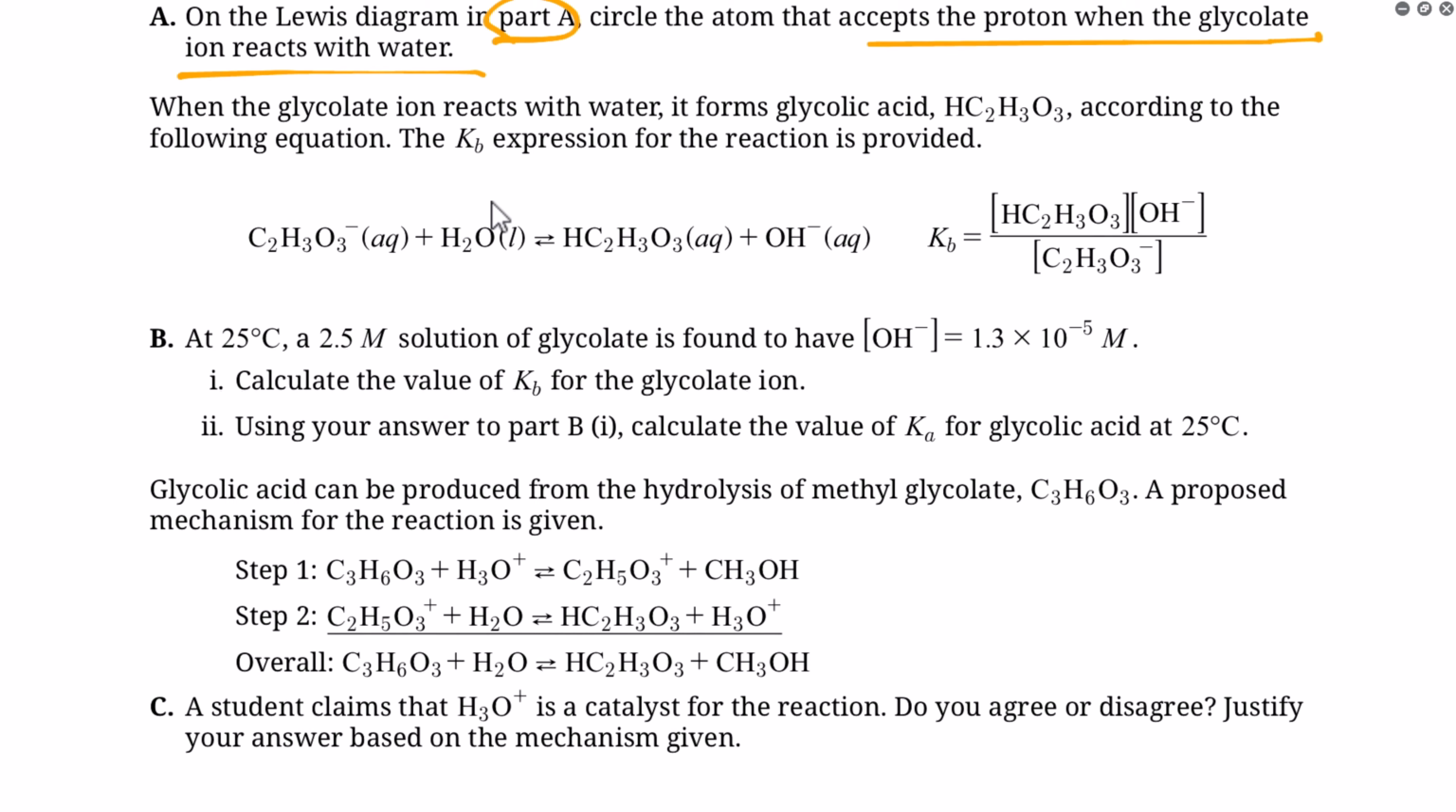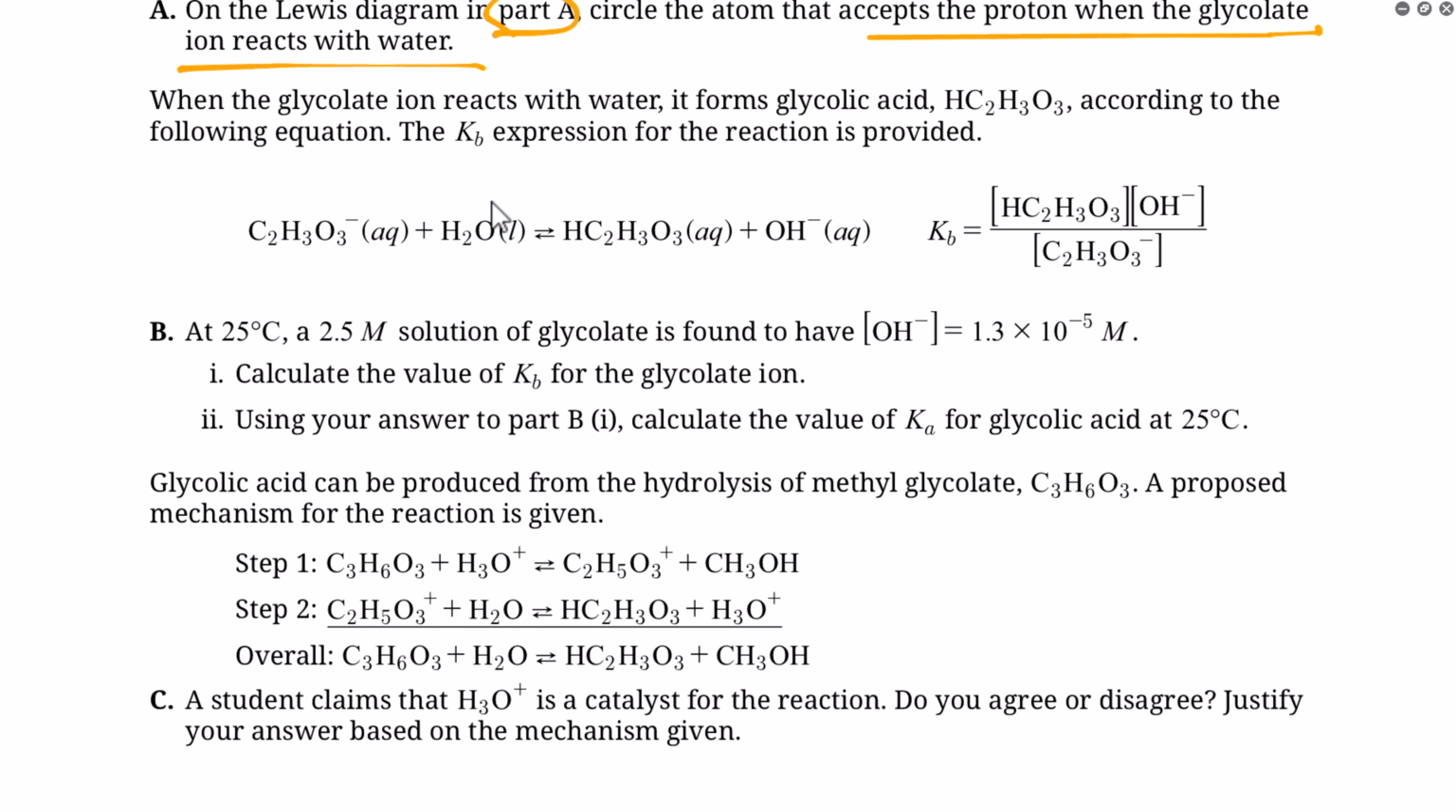Move down here, it says when the glycolate ion reacts with water, it forms glycolic acid in the following expression. And the Kb expression is provided, which is great. So the first thing it asks us to do is at 25 degrees Celsius, a 2.5 molar solution produces an OH minus of 1.3 times 10 to the negative fifth. And it asks us to calculate Kb.